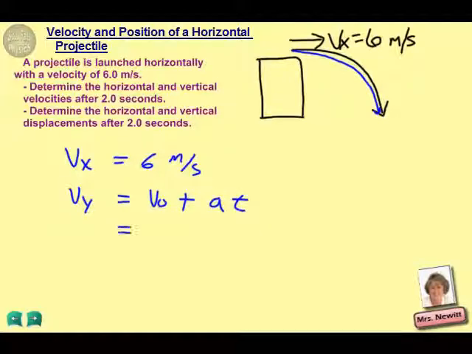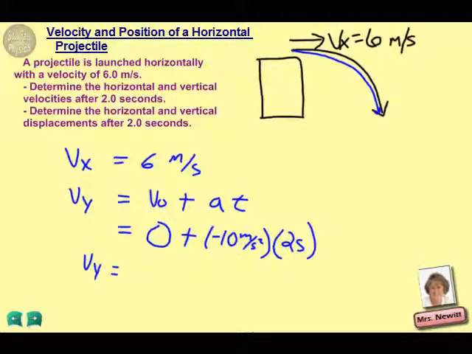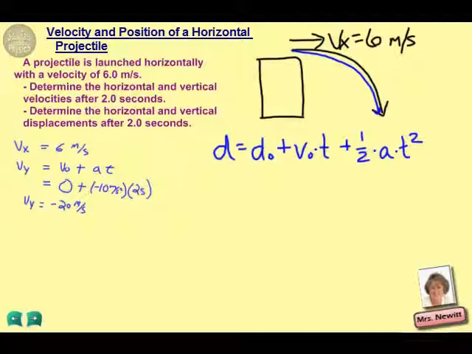Filling in those values, the initial velocity in the vertical direction was 0. It was not falling down when it was initially shot, plus acceleration should be a negative value because we're going down, so negative 10 meters per second squared, and we are doing that for a time of 2 seconds. So this velocity in the y direction will end up becoming negative 20 meters per second. Negative because we are going in a downward direction. Okay. That means we're ready to take a look at the horizontal and vertical displacements.